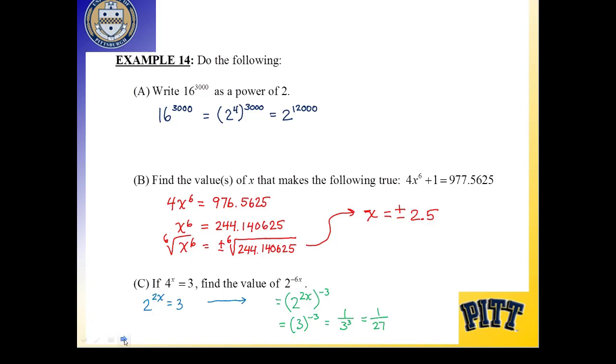I then look at 2 to the negative 6x power, and what I try to do is interject that 2 to the 2x somewhere in that problem. And basically, 2 to the negative 6x power would be the same thing as me having 2 to the 2x power raised to the negative 3 power. And because I got that 2 to the 2x to exist in that form, I can replace 2 to the 2x with 3 because I've already shown that those equal each other. Therefore, I'm doing 3 to the negative 3 power, which means I'm going to move that to the denominator and do 1 over 3 cubed. And of course, 3 cubed is 27. So the answer is 1 over 27.